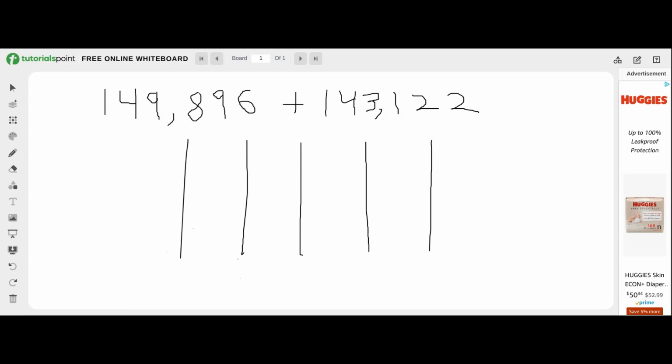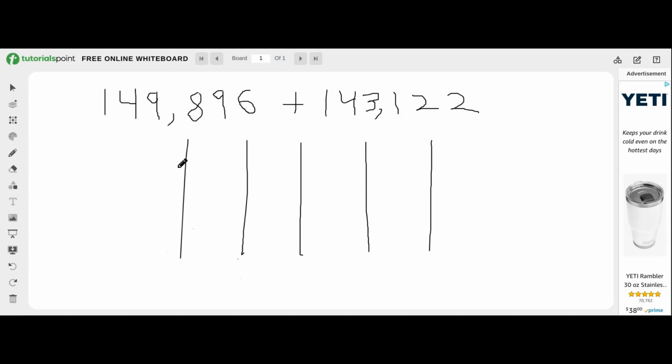I also tell the students that, other than comparing numbers in 4th grade, when we do any kind of adding or subtracting, you want to go from the right side. Whereas when you read from left to right, that's the same way we read numbers. However, when we're comparing them or adding or subtracting, we're going to go right to left. So they're going to take this first number right here, 149,896, and we're going to add it to 143,122.